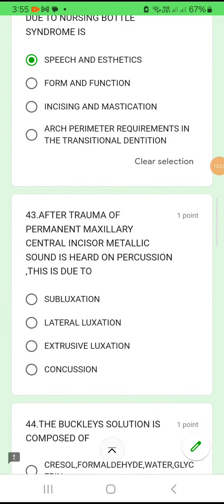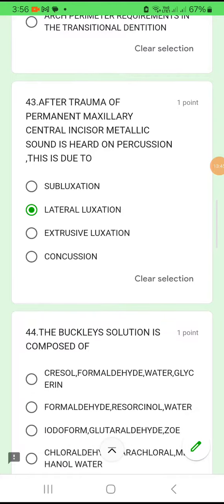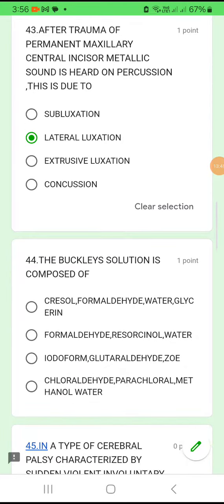Question number 43. After trauma of permanent maxillary central incisor, metallic sound is heard on percussion. This is due to what? This is due to whether the tooth has gone subluxation or lateral subluxation or extrusive luxation or concussion. Okay, it is mainly the tooth has gone lateral luxation. Because of that, there will be a metallic sound.